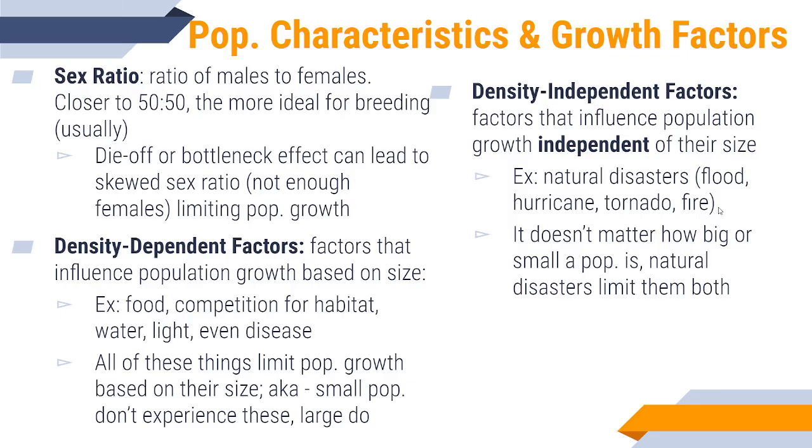Density independent factors do not take into account population size. Natural disasters are really the only thing we'll talk about here. So hurricanes, which we just saw a couple examples of here in the US, tornadoes, fires, floods, it doesn't matter the population size. Those types of events, it doesn't matter if there's 100 individuals or 100,000 individuals. If a flood happens in a habitat, it's going to take out whichever organisms are there.